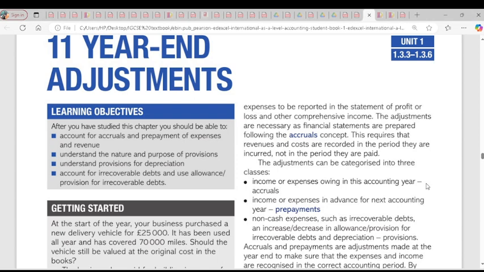We go to chapter 11, year-end adjustments. When we talk about year-end adjustments, it's simply talking about things we have to do before preparing our financial statement, before getting to the statement of financial position.